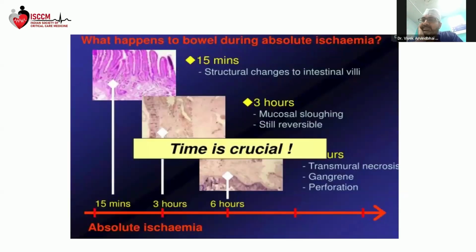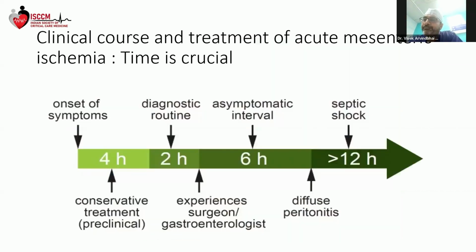This slide depicts what happens to the bowel during acute ischemia. You can see that in the initial 15 minutes, there are structural changes in the intestinal villi. As time progresses, there is mucosal sloughing, and it is still a reversible phase in the first 3 hours. As time progresses to 6 hours, there is transmural necrosis, gangrene, eventual perforation, and the patient comes with changes of peritonitis.